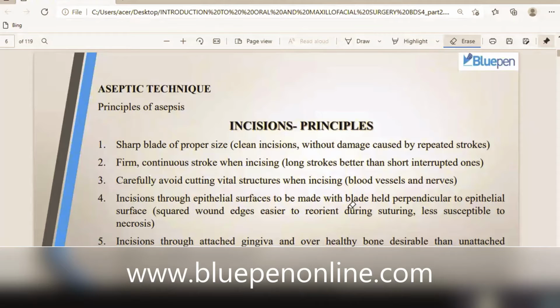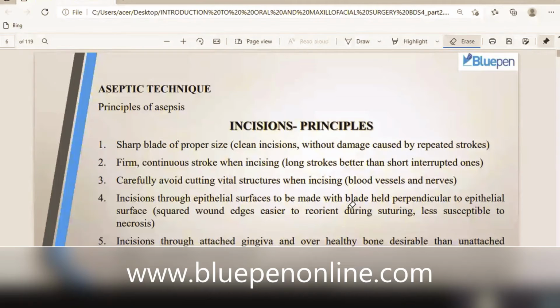Okay. For this incision, you have some principles to follow. You have to use a sharp blade of proper size. Don't use repeatedly used blades. There are many clinics who use repeated things. They just autoclave and use it. Don't use it like that. If you use it, it will not be very sharp. It will have a blunt end and can cause very much damage to the patient. Okay, you should have a very sharp kind of blade so that you will have a clean incision.